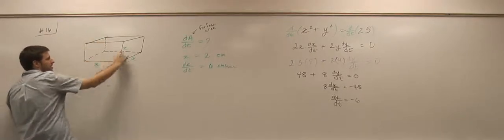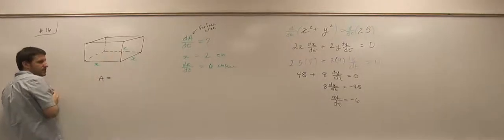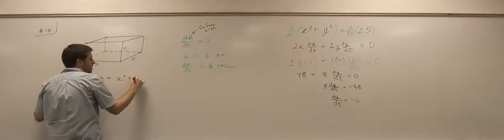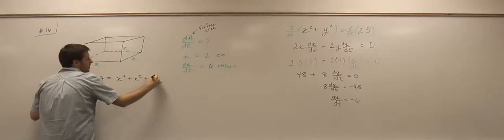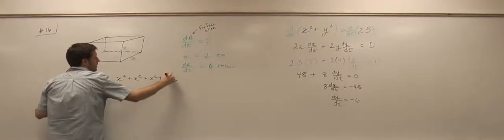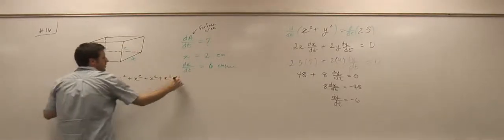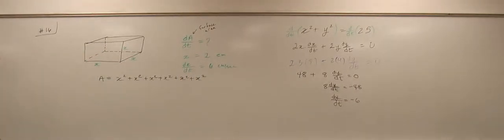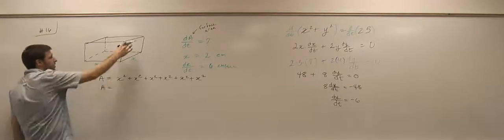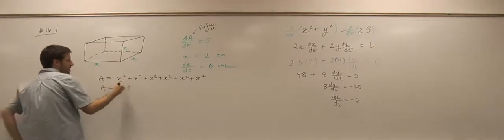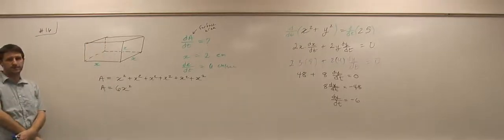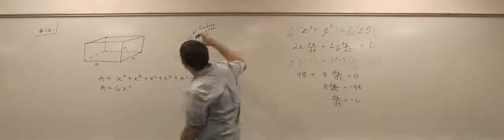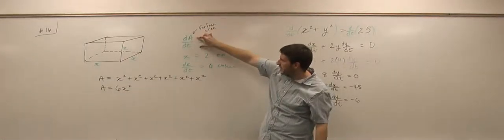For example, the front face here has an area of x times x, or x squared. But you have 6 of those faces. You have a front face, a back face, a bottom face, a top face, and then the left and right face. So you can write it like that, and all your friends can laugh at you. Or you can rewrite it as 6x squared. This is my formula for the surface area of the cube.